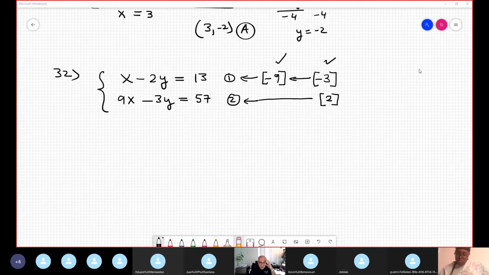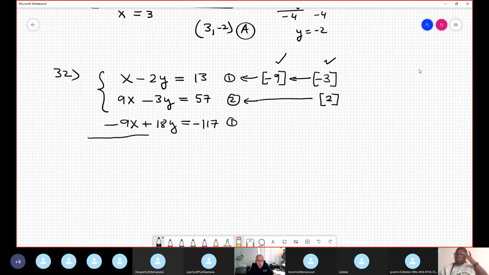So now when you multiply the top one by negative 9, we have a negative 9x plus, because negative and negative is positive, 18y equal, now using the calculator, of course, 13 times 9. 13 times 9 is 117. Wow. There's negative, no? Negative 117. And this is my new equation 1 after the multiplication by negative 9. So we put together equation 1 new, of course, and equation 2. This cancel out. That was the strategy.